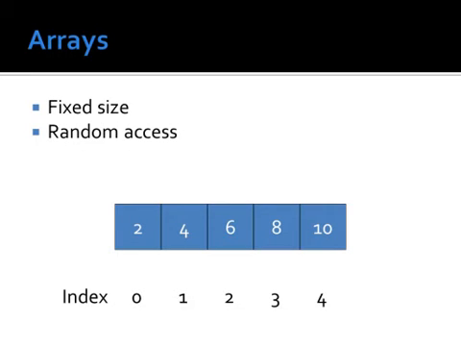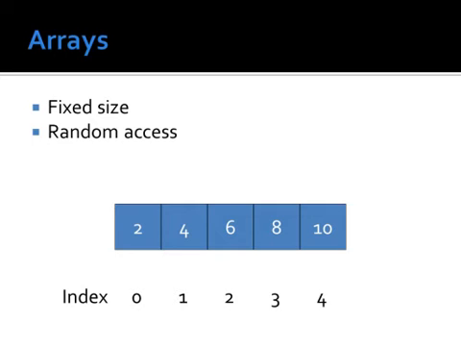The first type of data structure we want to talk about is arrays. Arrays are of a fixed size. That means once you create them, they'll have the same size the entire time that your program runs. In this case, we have an array of size 5. Elements in an array are indexed starting at 0.